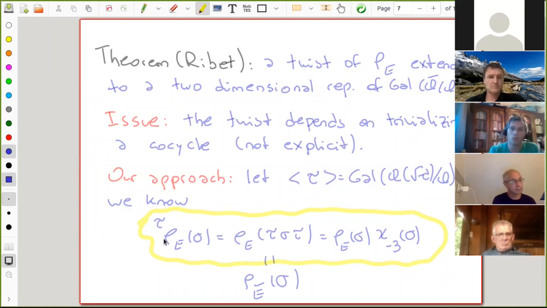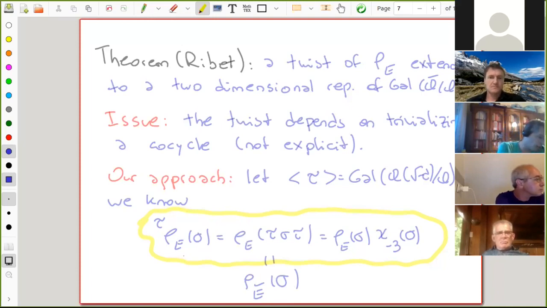So instead of trying to trivialize this cocycle, which looks like a hard thing to do, we should do something a little different, which is the following. Remember that our elliptic curve, if you look at the Galois conjugate of your curve, was isogenous to a twist of the curve. Isogenous means that the Galois representations are exactly the same.